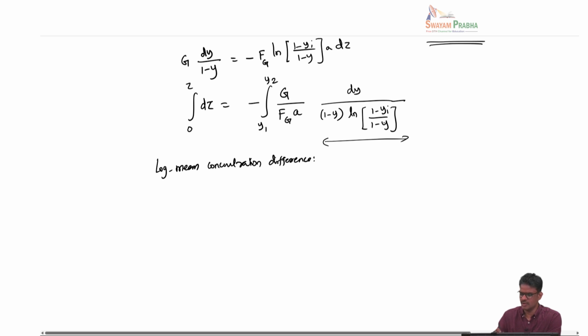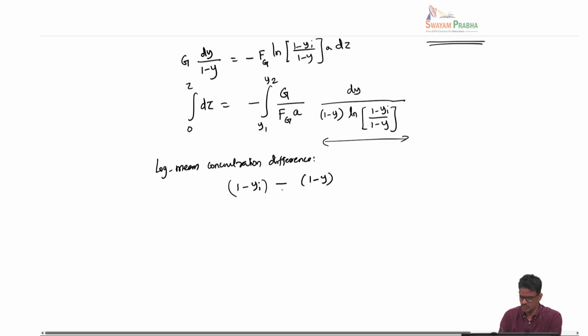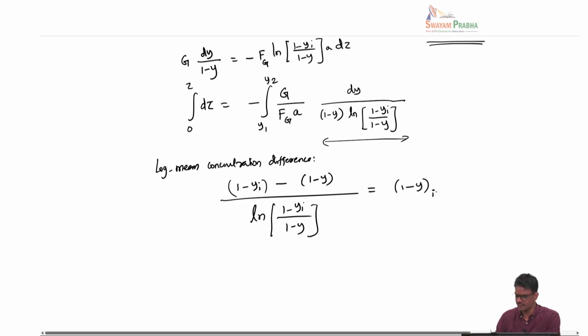You can see this term ln of (1 minus yi)/(1 minus y), and suppose I write this as (1 minus yi) minus (1 minus y) over ln of (1 minus yi)/(1 minus y). So this is something I can define as the logarithmic mean of the 1 minus y. This is the definition of the logarithmic mean.